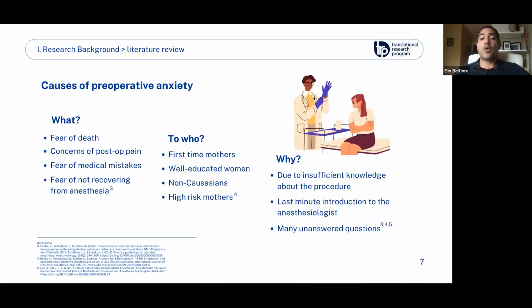Preoperative anxiety is a common issue among pregnant women, driven by fears such as death, postoperative pain, complications, medical errors, and not recovering from anesthesia. This anxiety is particularly pronounced among first-time and high-risk mothers. Many of them attribute their anxiety to a lack of information about the procedure, not knowing their anesthesiologist until the last minute, and having unanswered questions.